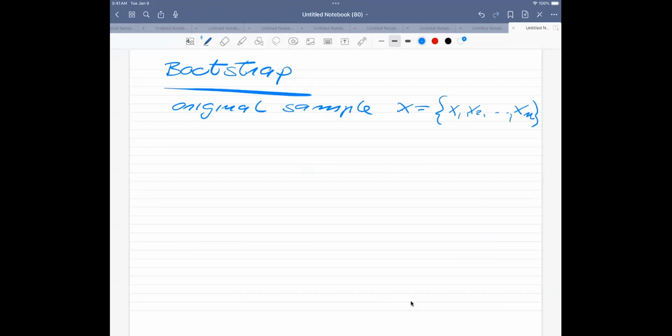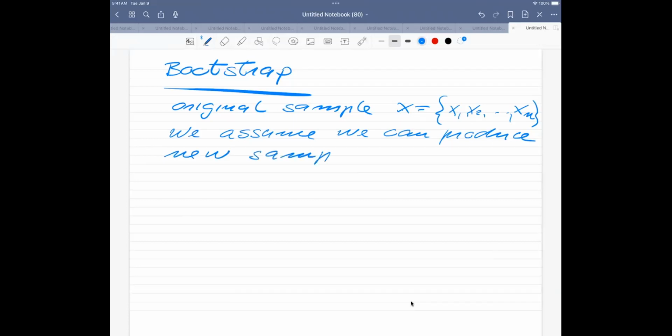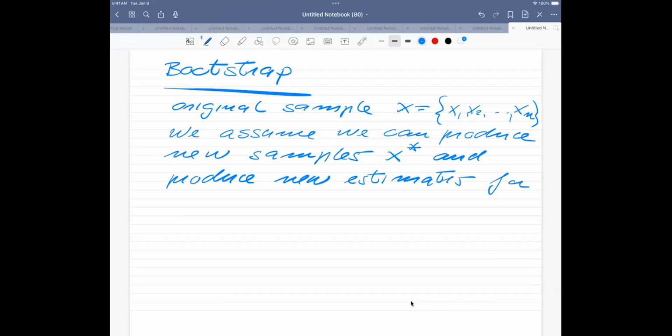So what we are going to do now is to produce, so we assume we can produce new samples, which I'm just going to call X star, and then produce new estimates for the mean value mu and this sigma squared.